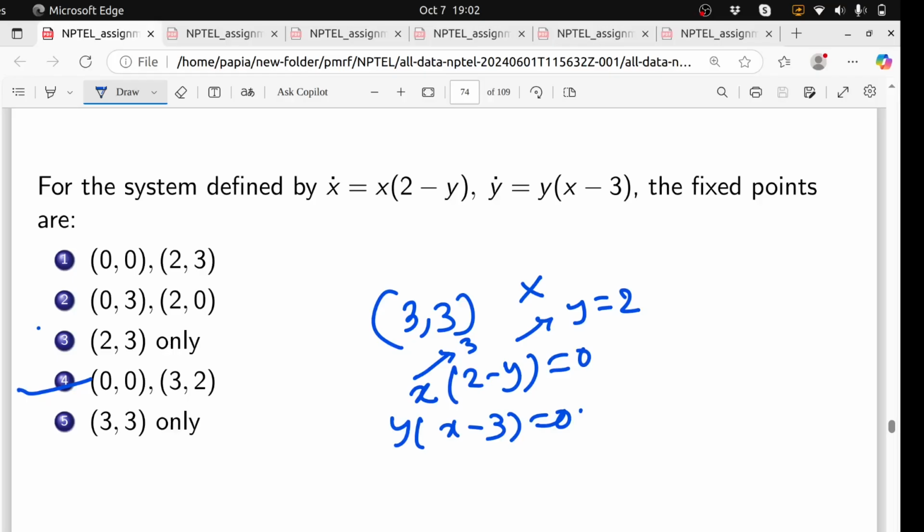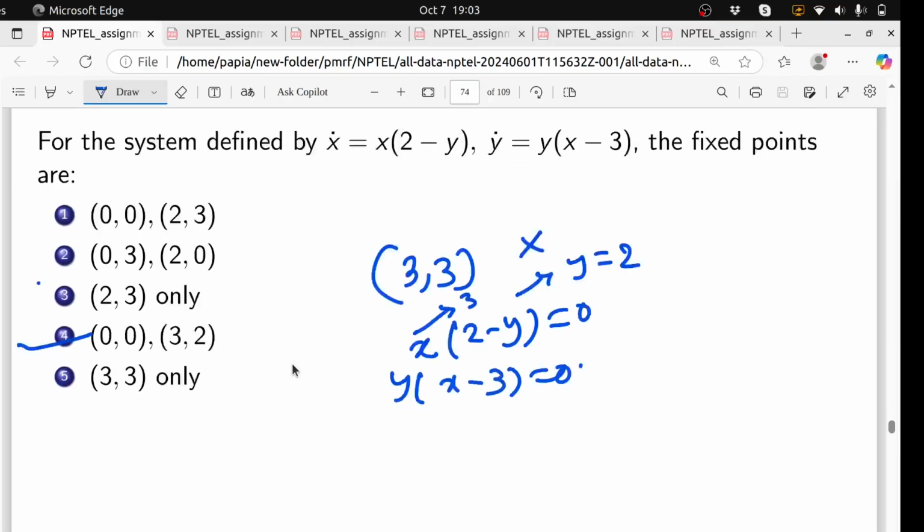Okay. So for this question, what we have done, we just calculated x dot equals to 0, y dot equals to 0, and both should be simultaneously followed. So which option is going to follow these two equations simultaneously? And we have seen that (0, 0) and (3, 2) points simultaneously follow these two equations.